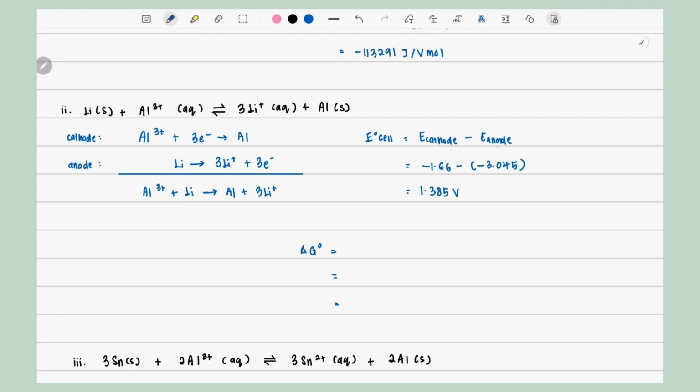Then we will calculate the standard free energy, where the total electrons is 3. Don't forget also to put the negative in front of it, and then we put the Faraday constant and the E naught cell, and we will get negative 400.958 kilojoule per V mole, and then we will convert it into joule, which is 400.958 joule per V mole.